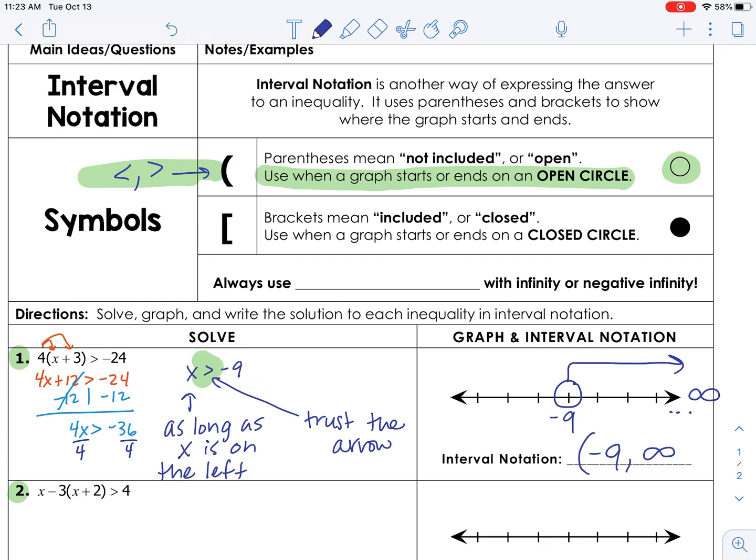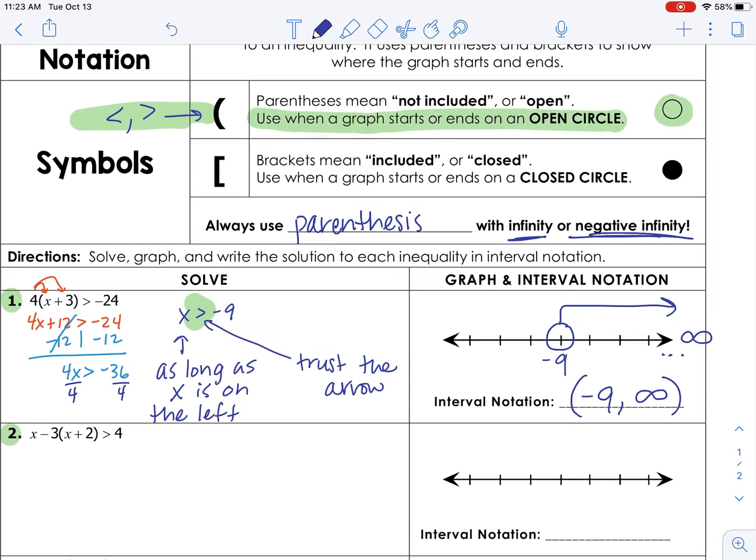Then for infinity, we need to fill in this blank right here. Always use parentheses with infinity or negative infinity. So I always am going to use parentheses as long as I have either infinity or negative infinity.